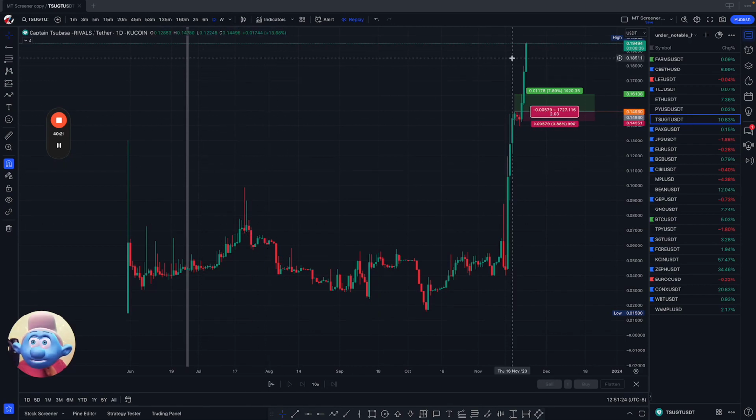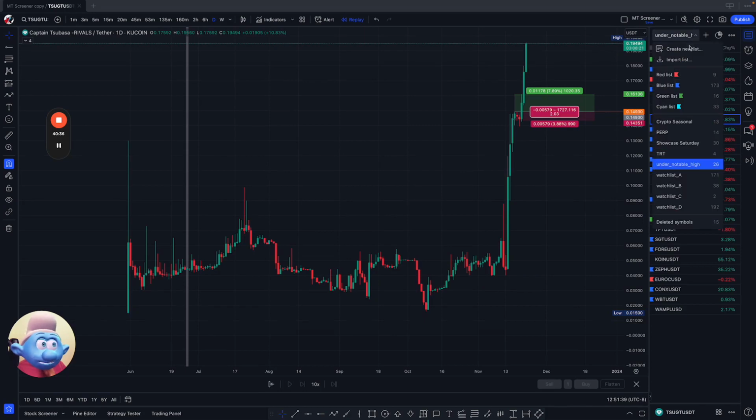Anyways, so that is the under notable high watch list. We are moving real slow, 40 minutes in already. Okay, now we'll go into the new listings category.